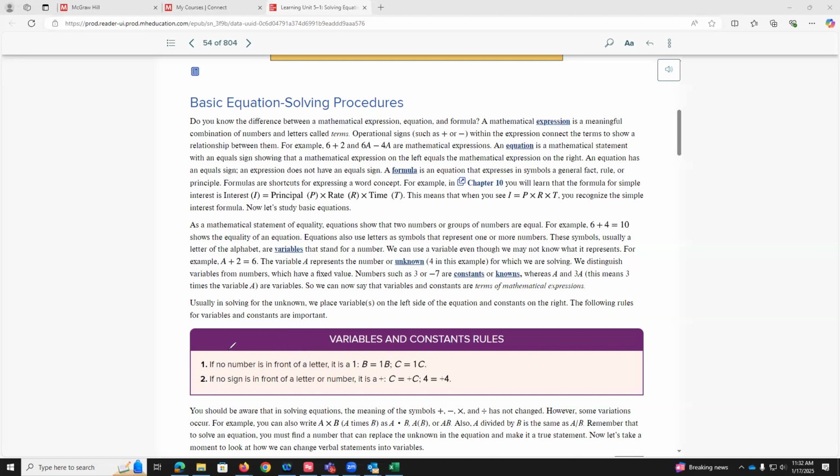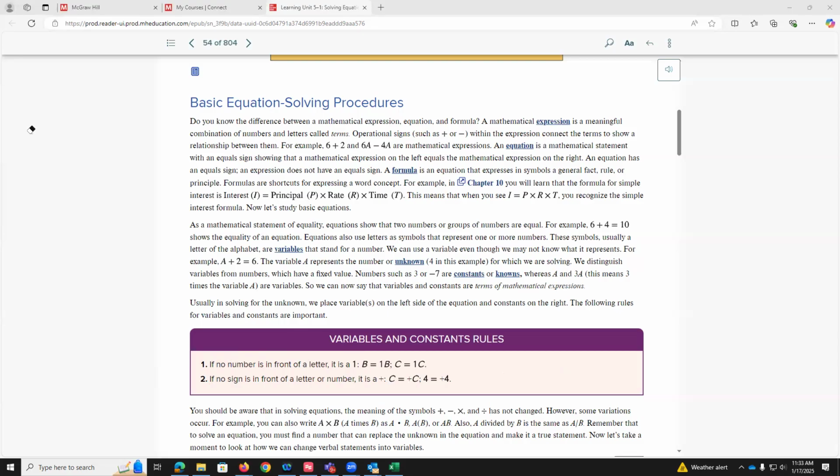And in this class, we have a couple of rules we'll be working with, and those are listed here in your book. So if no number is in front of a letter, you can assume it's a 1. So, like if you see just a B, that means 1B. If you see just a C, that means 1C. And the second rule is if there's no sign in front of a letter, like positive or negative, you can make a safe assumption that the sign is positive. And positive and negative numbers will come into play as we're going through some of our problems.